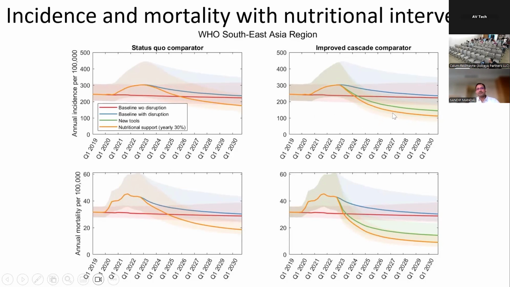And the right hand side, you see this one is the similar baseline, and the blue line is the with disruption scenario, and then the green one is with the interventions currently continuing, that is active case finding or all other different interventions which are going on. And upon that, if we apply nutritional support, what could be the possible impact is shown there in incidence as well as in the mortality.